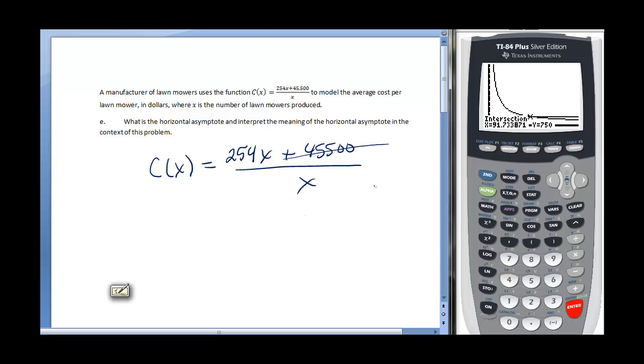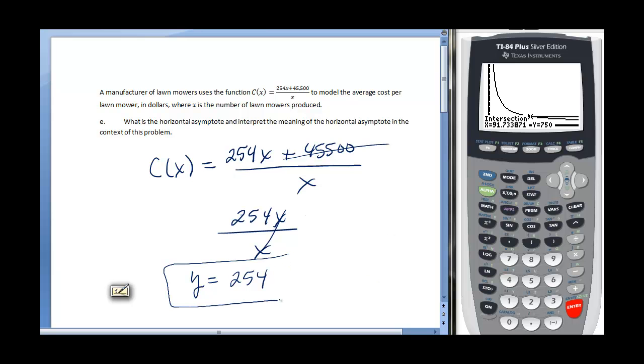Well, the 45,500 really doesn't come into play when we're talking about x getting really, really big. So what we have is 254x over x, and then my x's divide out. So what I really have is y is equal to 254, and that is going to be my horizontal asymptote.